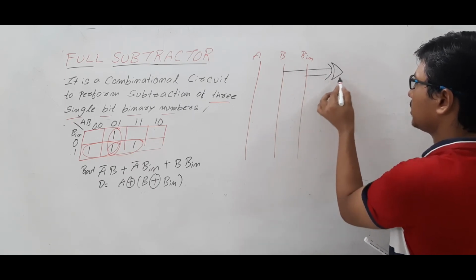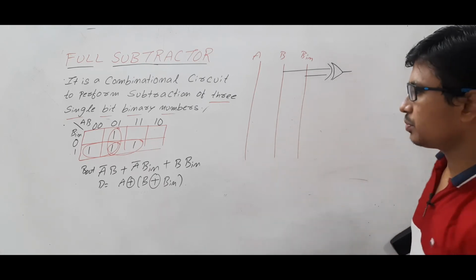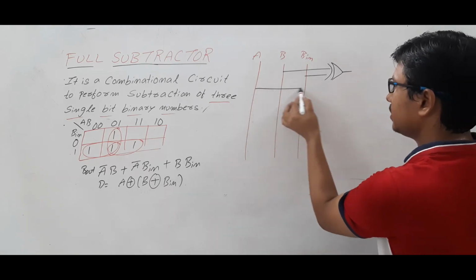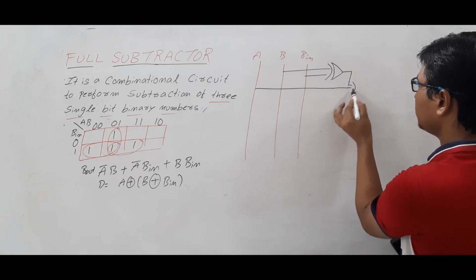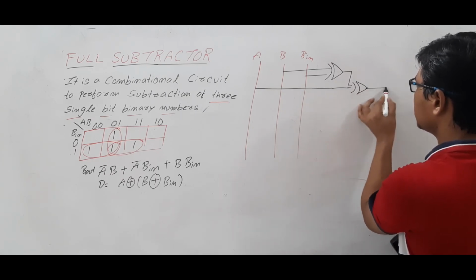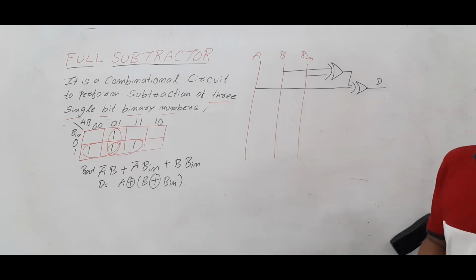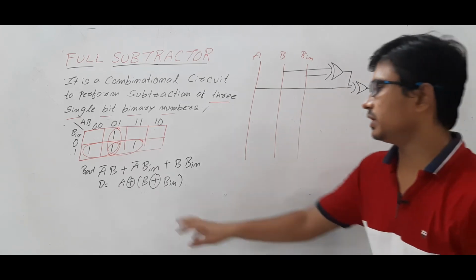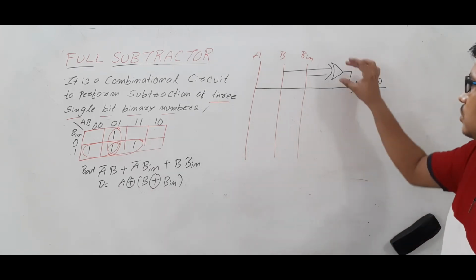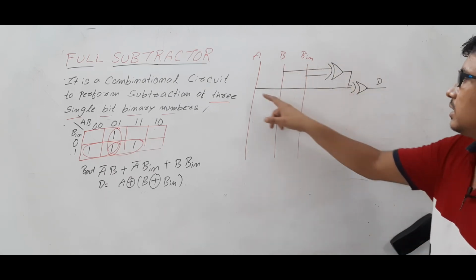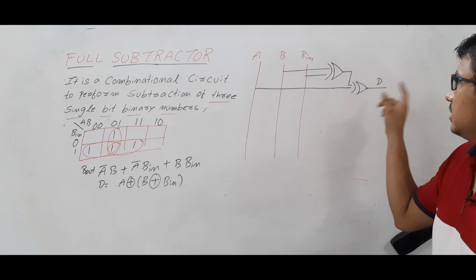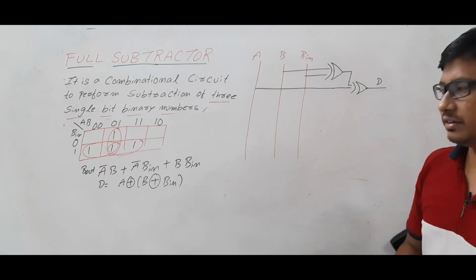Okay, whatever the output is coming, again I will perform the exclusive OR between these two. So I will get the difference here. I hope you have understood what I am doing. I am first performing the exclusive OR between B and B in. That result, I am performing the exclusive OR with the A. So I will get finally the difference.